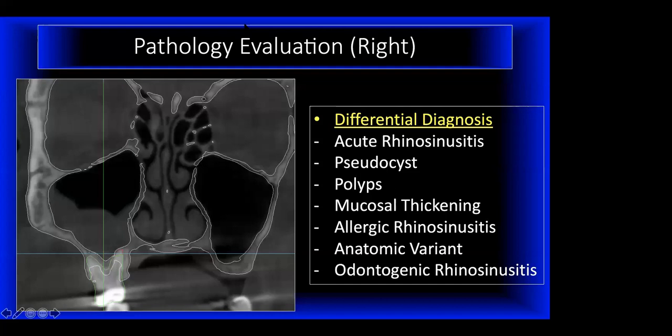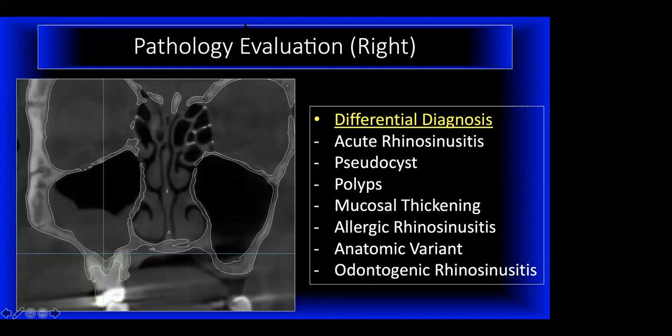Anatomic variant. The three most common are a deviated septum, which doesn't look deviated. The middle turbinate there on the right side, I don't see a concha bullosa, which is an air bubble in it. And I don't see a paradoxical middle turbinate, which is a deflected or backwards turbinate. So I don't think it is any anatomic variant. Then it leads us to odontogenic rhinosinusitis.